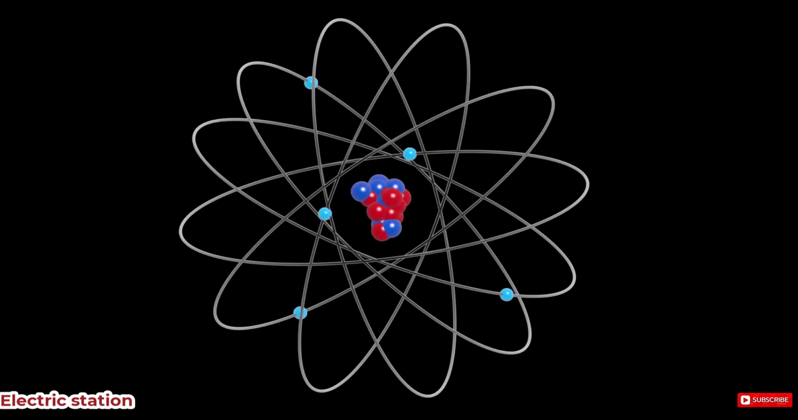An electron is a fundamental particle. It carries a negative electric charge, and it plays a crucial role in electricity, chemistry, and modern technology.